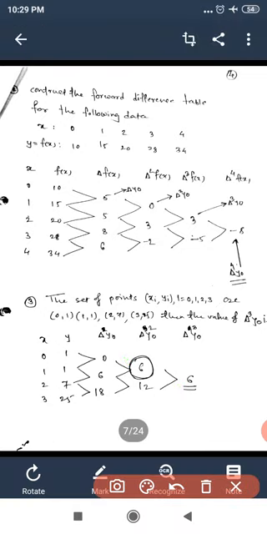So this first difference is the del of y0. This is the del square of y0, and this is the del cube of y0. So please memorize this. I am taking only the first values, the first diagonal. So in this way we can calculate the forward difference table.